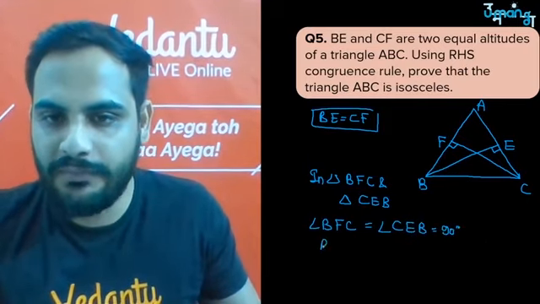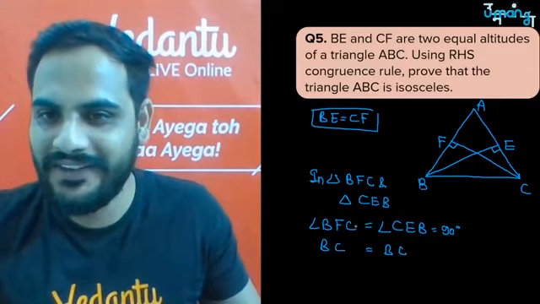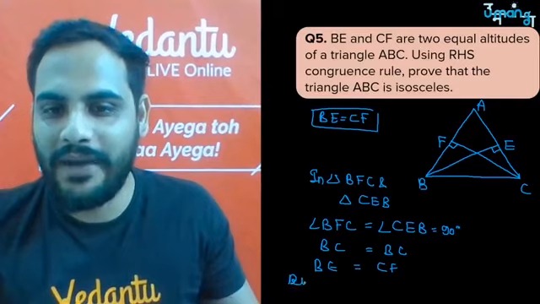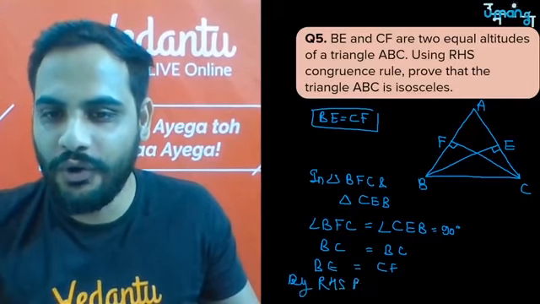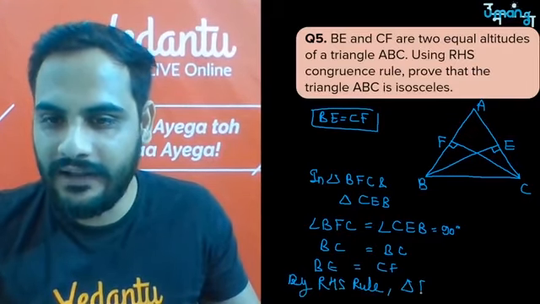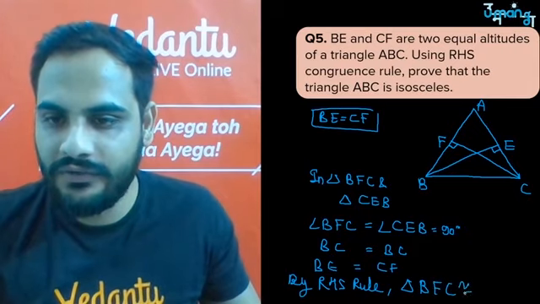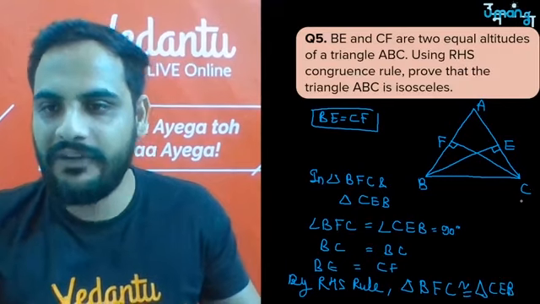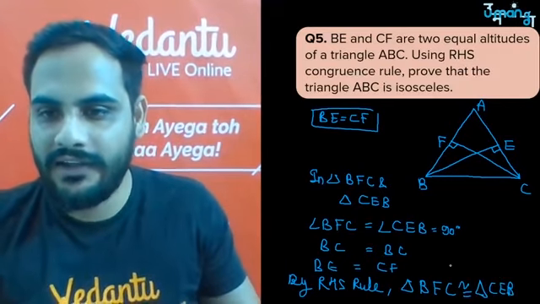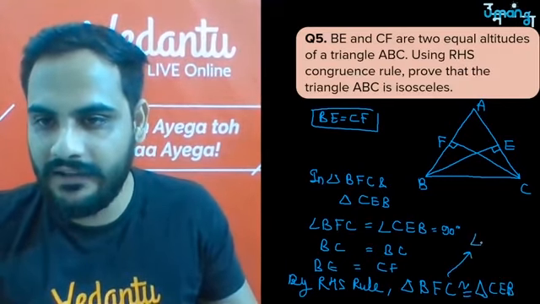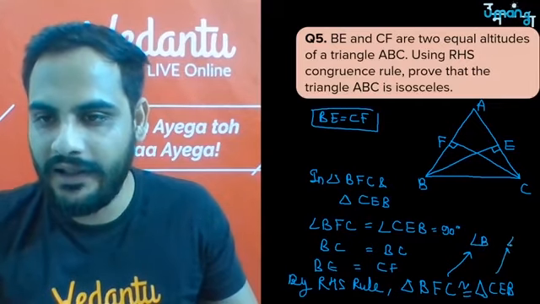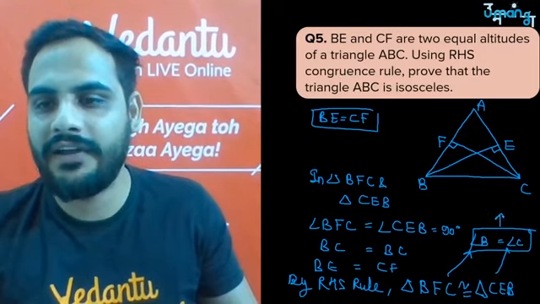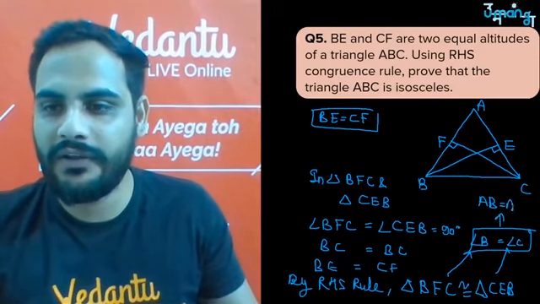Then hypotenuse BC is the common hypotenuse for both, and we know BE is equal to CF. So by the RHS rule, triangle BFC is congruent to triangle CEB. Once they are congruent, from angle BFC I can say angle B, and from here angle C, they are equal to each other. And if angle B and angle C are equal, you can say AB is equal to AC.